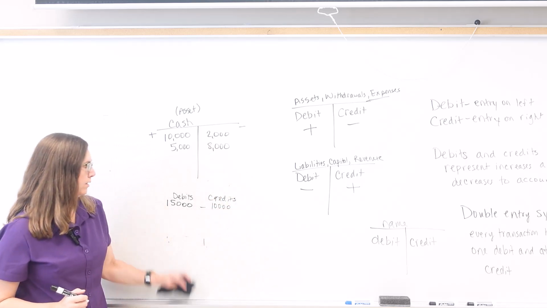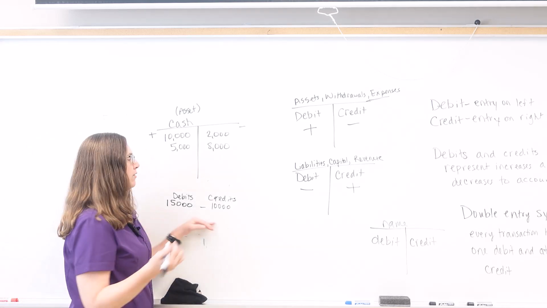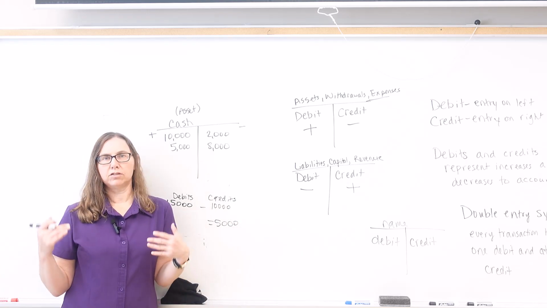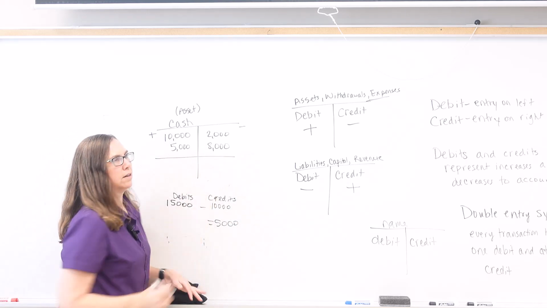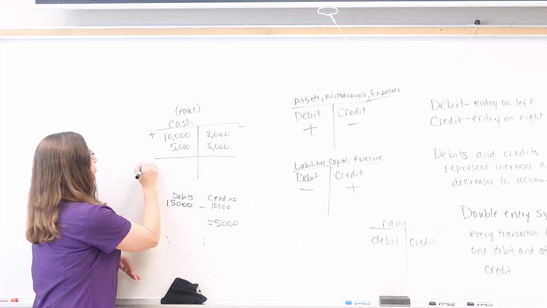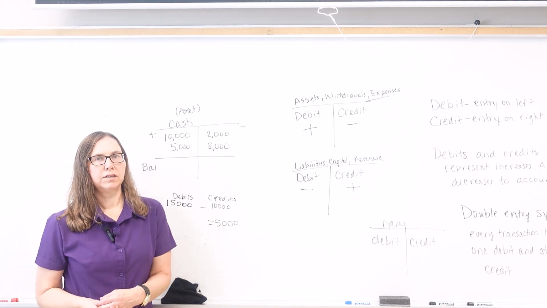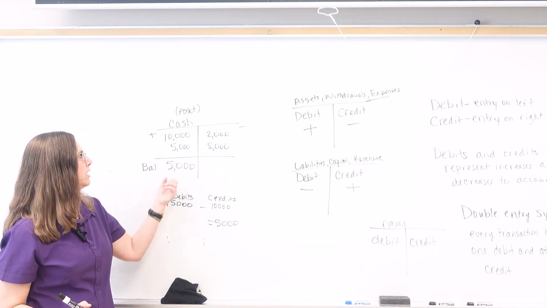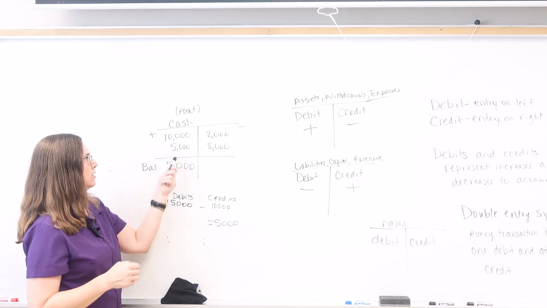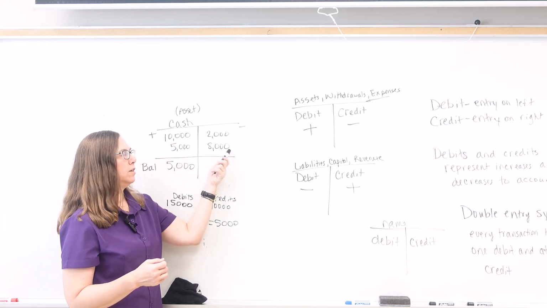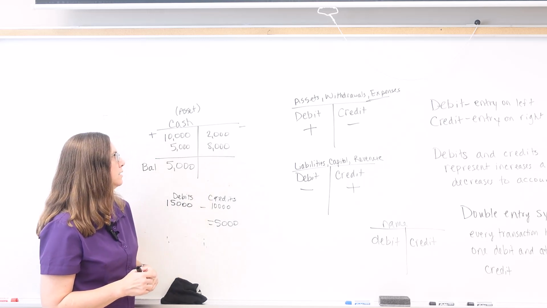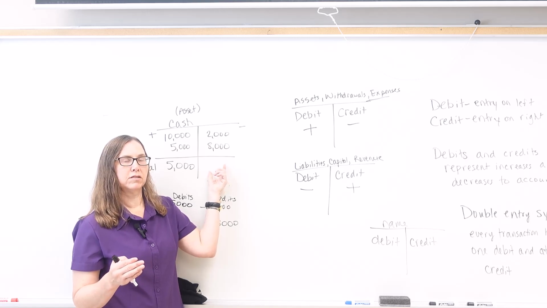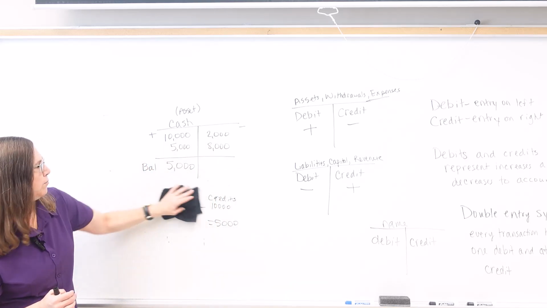Now you've got to look at what is the difference between those two numbers. If you take 15,000 minus 10,000, that's 5,000 remaining in cash. And to show that balance, you would just draw a line under all of the debits and credits, and then you would put the word BAL for balance, and you would put the ending balance, which is 5,000. Now I'm putting it on the debit side because this 15,000 was larger than the credits of 10,000. If the credit numbers had been larger, I would have put the ending balance on the credit side. So keep that in mind.